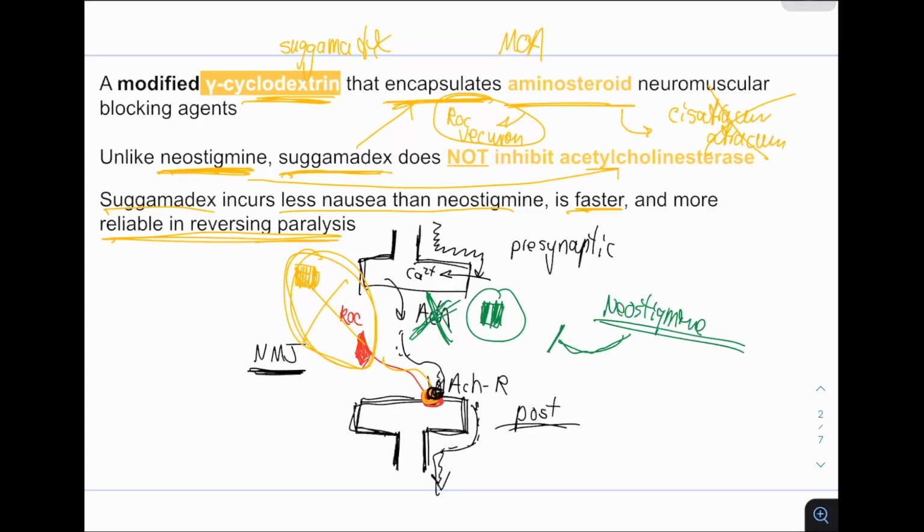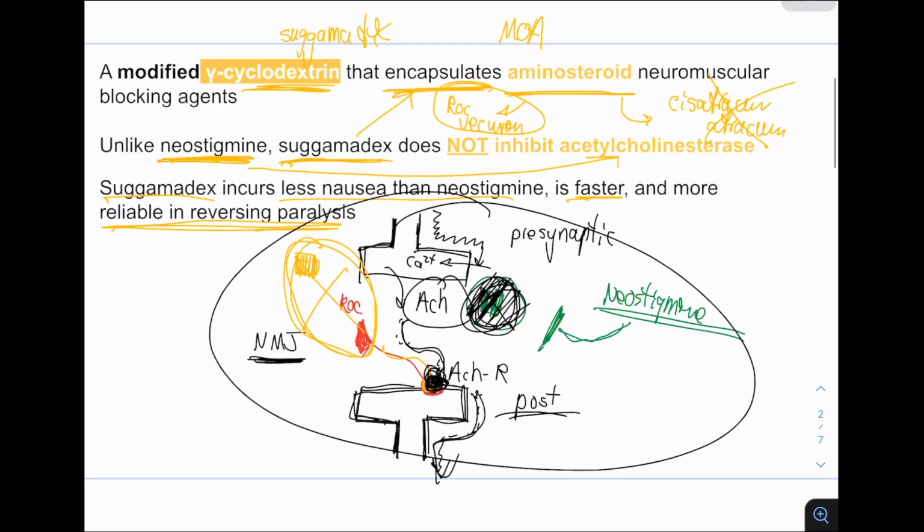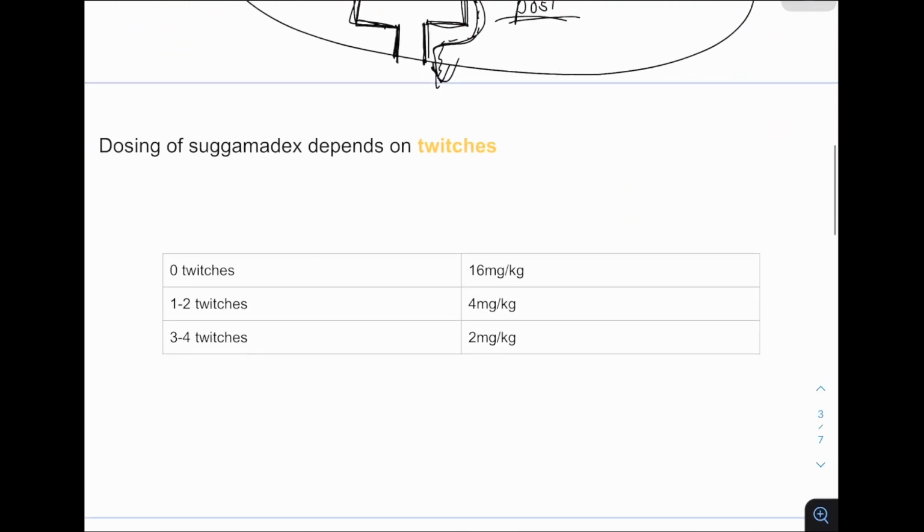Neostigmine, however, will inhibit acetylcholinesterase, and by inhibiting acetylcholinesterase, there is now more acetylcholine in the junction because this enzyme is unable to break down acetylcholine. And so acetylcholine is free to roam around in the neuromuscular junction, bind to the acetylcholine receptor, and allow for nerve conduction to occur. So this entire diagram is very important to memorize, and you will definitely be tested on these medications and the action potentials.